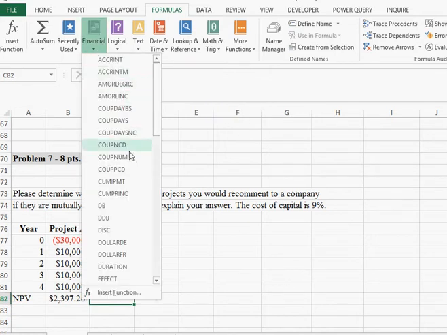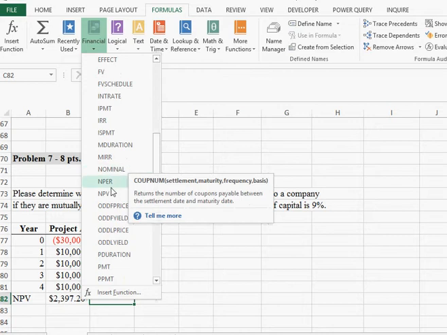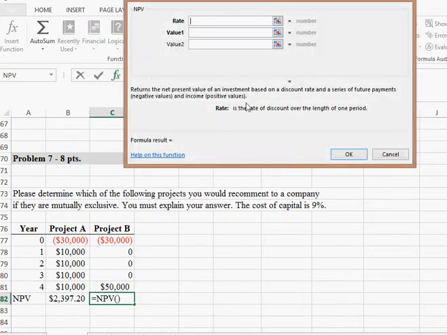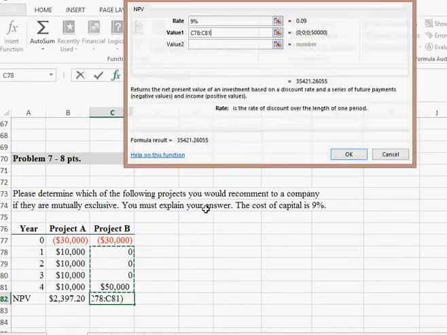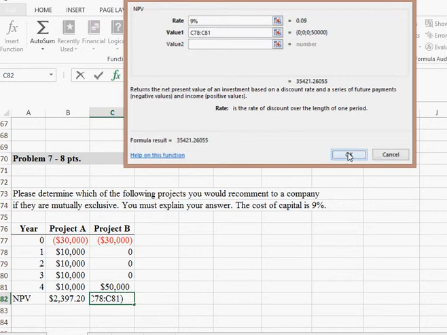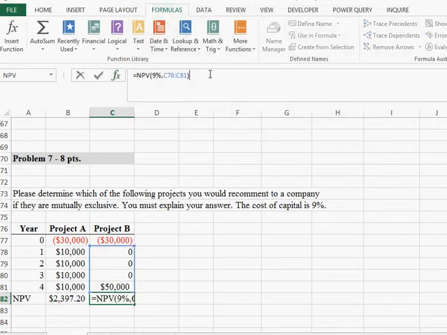I'm going to go to Financial, NPV. The rate is 9%. Values years 1 through 4. And then again add the initial investment. And the value on this one is $5,421.26. So if these were the two projects, you can answer this question in several ways.